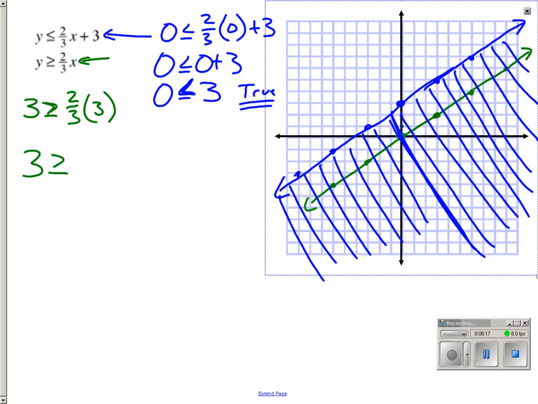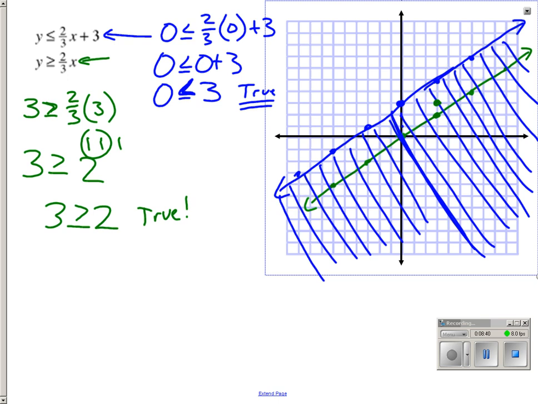If I broke 3 up into 3 equal pieces, well, it'll be 1, 1, and 1, and I'm going to take 2 of those, which means that I'm going to then have 2. So 3 is greater than or equal to 2. Again, this is a true statement. So I tested the point 3, 3. So that guy is right here, 1, 2, 3, 1, 2, 3. That's that point right there. I tested it and it worked.